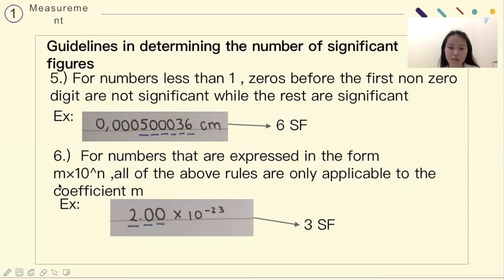And then number 6, for numbers that are expressed in the form m times 10 raised to n, all of the above rules are only applicable to the coefficient m. So for example, 2.00 times 10 raised to negative 23. 2 and 0 here are the significant numbers. So there are a total of 3 significant figures for this example.